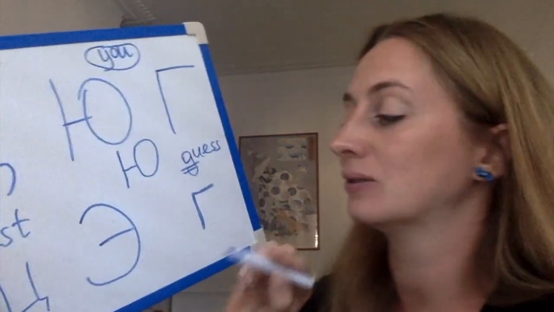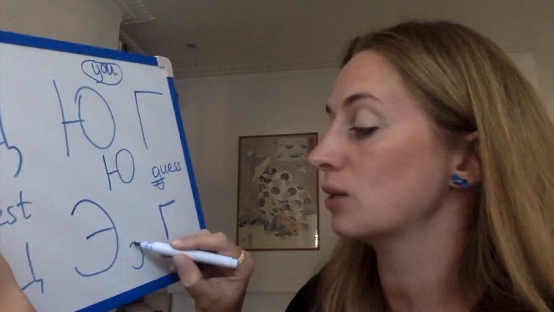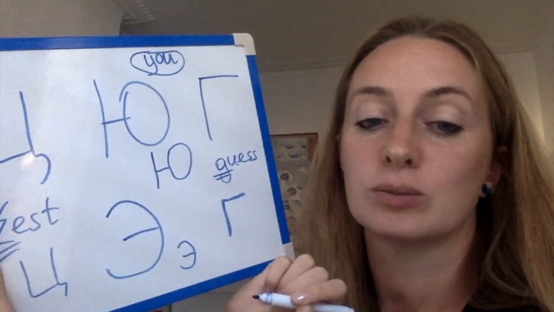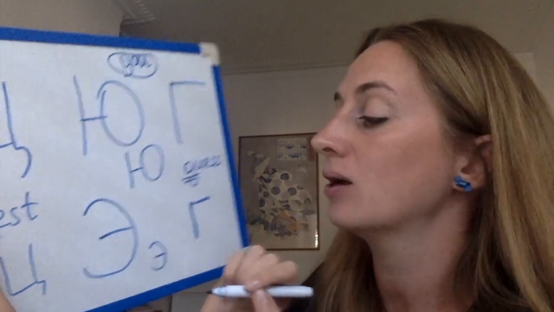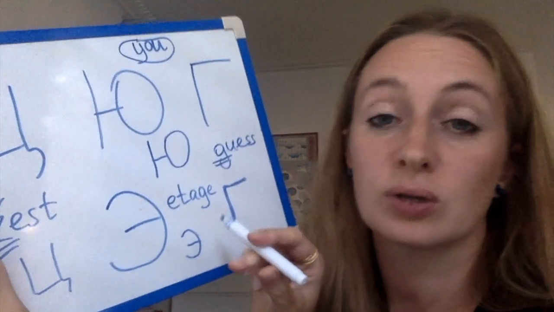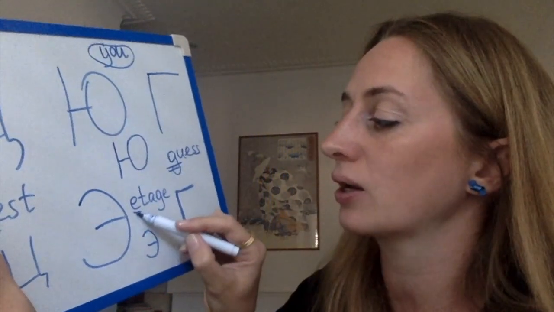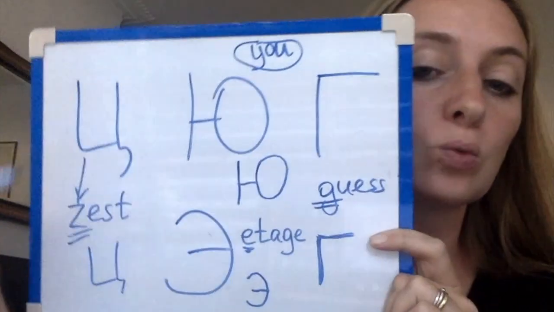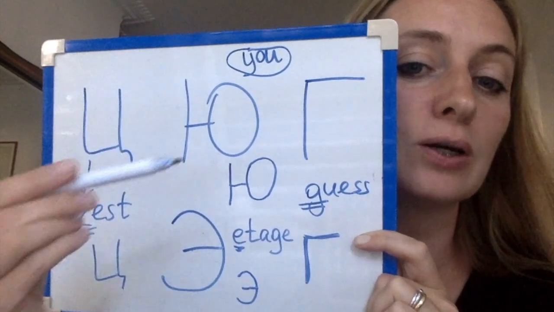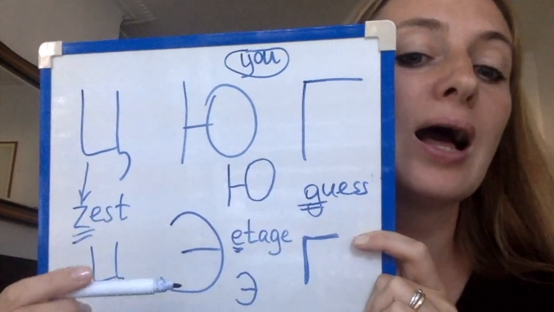And the last letter is Э. Э. Semicircle and 1 line in the middle. Э. It seems like étage. It's not English, it's French, like étage. These are new letters which we will master in this video. Ц, Ю, Г, Э. Repeat with me the words.